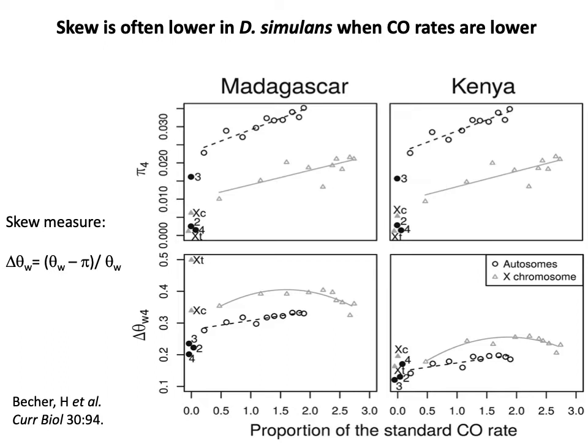And as you can see, there's little evidence for increase in skew with lower rates of crossing over. Indeed, the lowest crossover regions of the genome seem to have, at least for the autosomes, the lowest levels of skew.